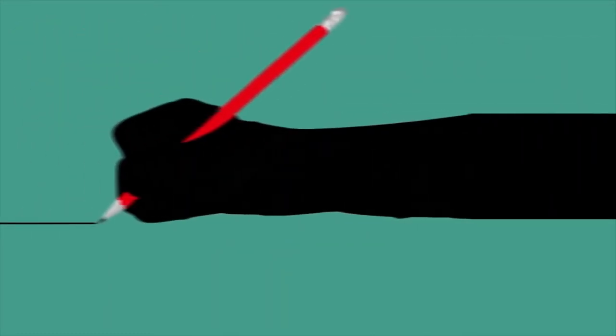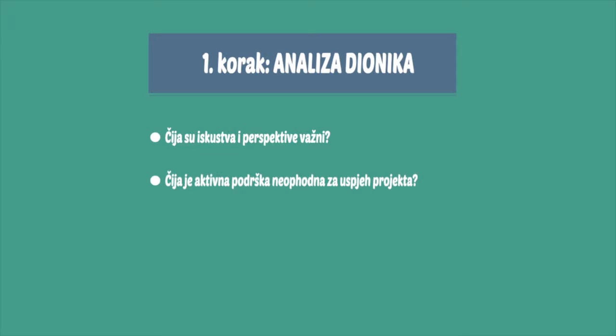We begin the analysis of stakeholders by writing down all possible stakeholders while considering the following questions. Whose practices and prospects are important? Whose active support is essential for project success? Who has the right to participate? To whom is this project a threat?